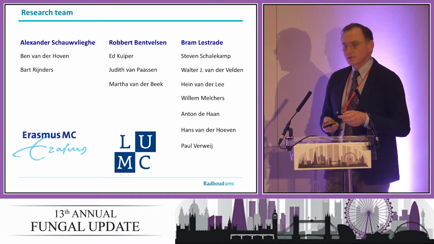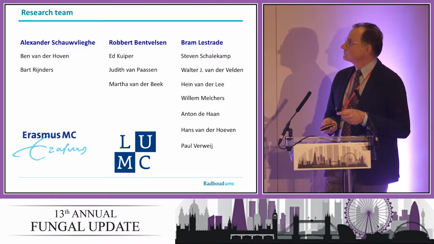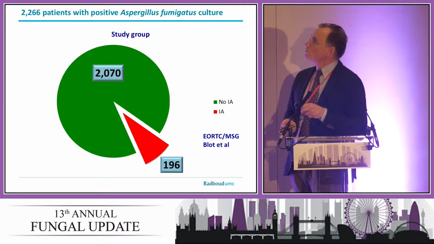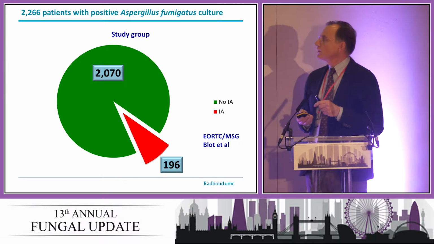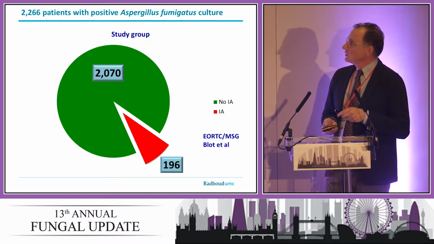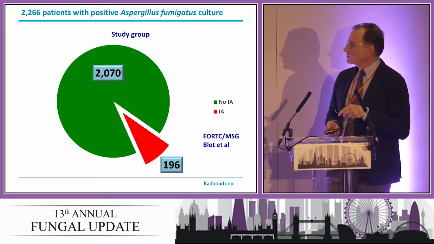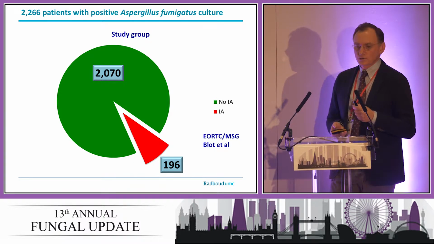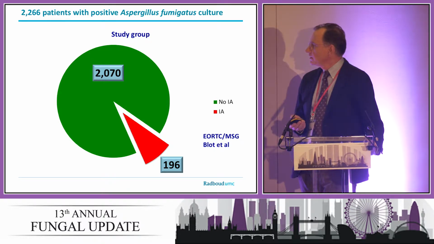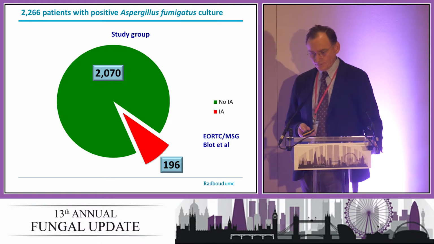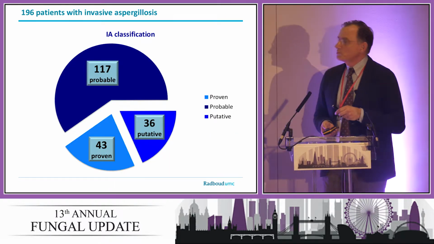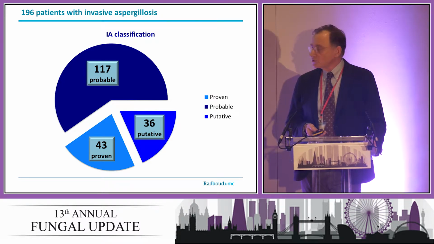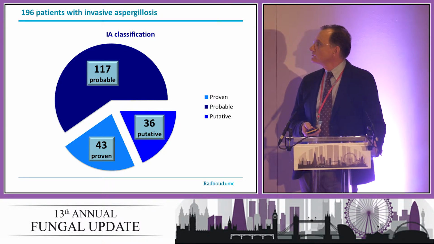They looked at all the data, and we had 2,266 patients who were culture positive in this 5 years in these 3 centers. So all these patients were analyzed, and we ended up with 196 patients who could be classified according to the EORTC/MSG criteria and the criteria of Blot et al. So 170 patients had a probable infection, 43 unproven, and 36 a putative infection.